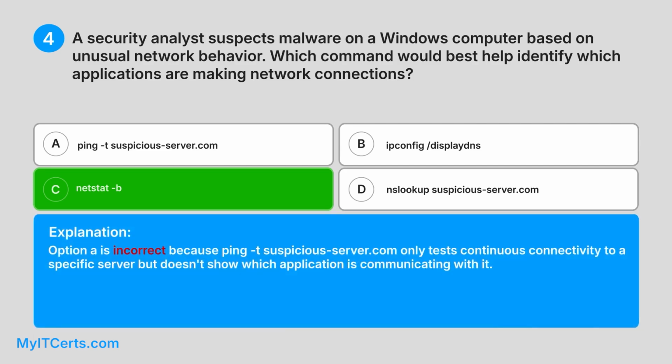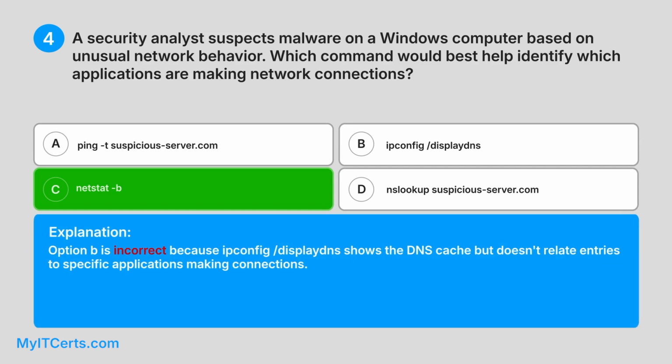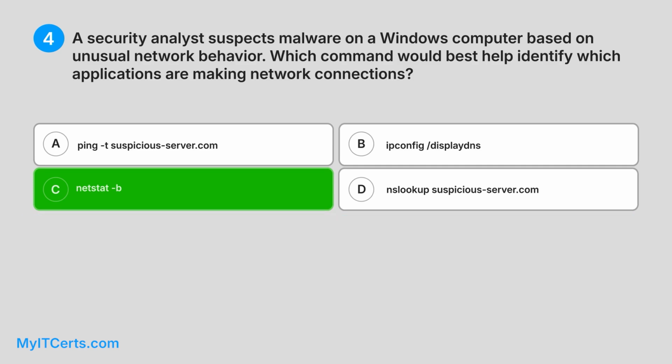Option A, ping suspicious-server.com, is incorrect because ping suspicious-server.com only tests continuous connectivity to a specific server but doesn't show which application is communicating with it. Option B, ipconfig /displaydns, is incorrect because ipconfig /displaydns shows the DNS cache but doesn't relate entries to specific applications making connections.